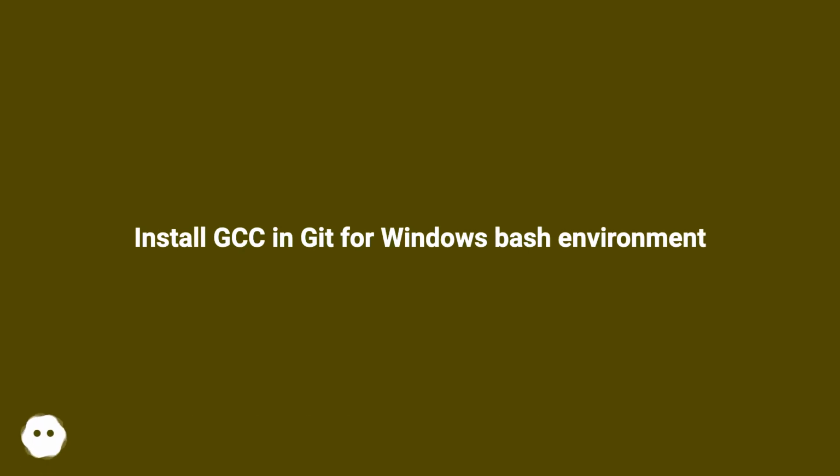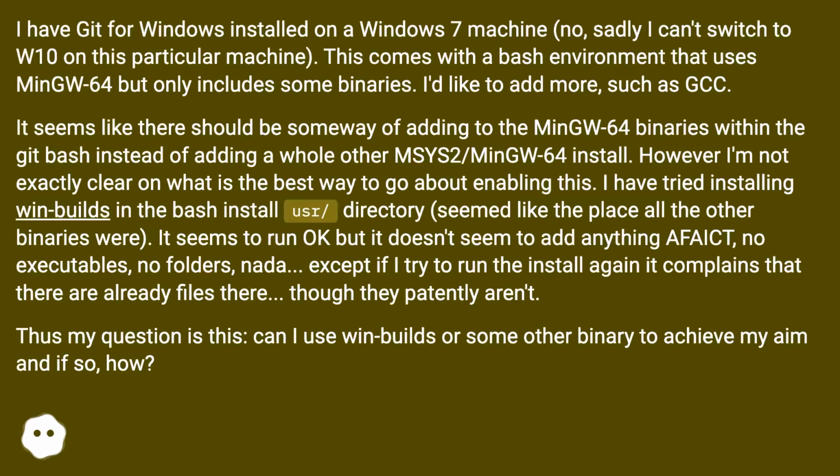Install GCC in Git for Windows Bash environment. I have Git for Windows installed on a Windows 7 machine. No, sadly I can't switch to W10 on this particular machine. This comes with a Bash environment that uses mingw64 but only includes some binaries. I'd like to add more, such as GCC.